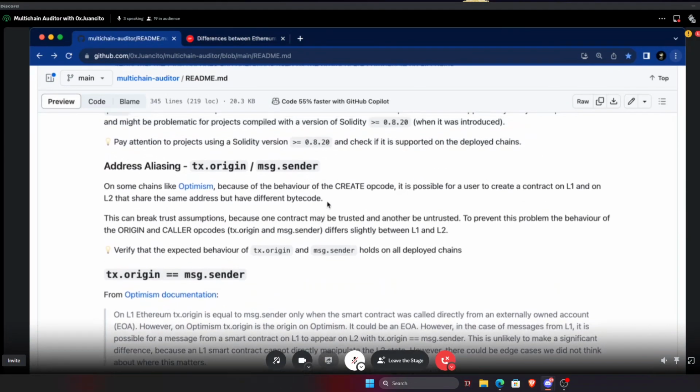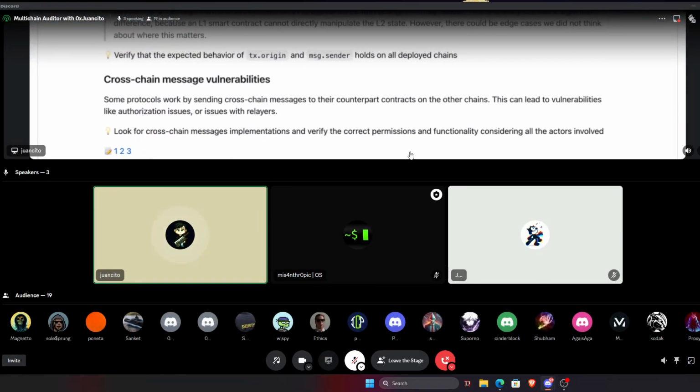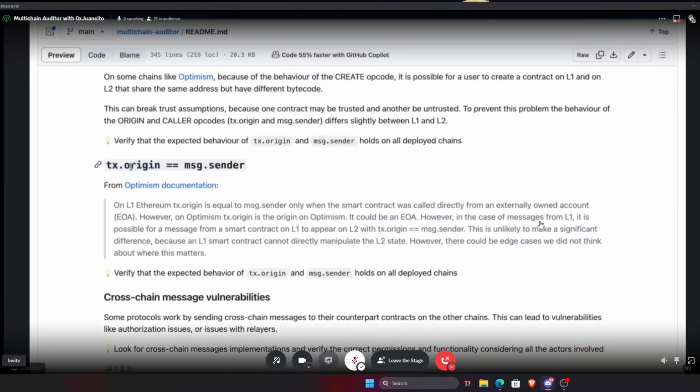But what's important here is that when you are using transaction origin, that you might not want to use it, but if you have some good reason to use it, and you are doing some cross-chain interaction, this specific value will be the value of the layer 1 chain address plus some specific bytecode. So it will not always be the message sender. So that's something that you should check.